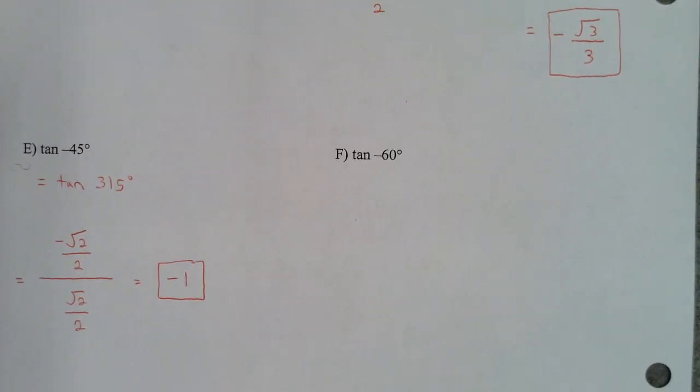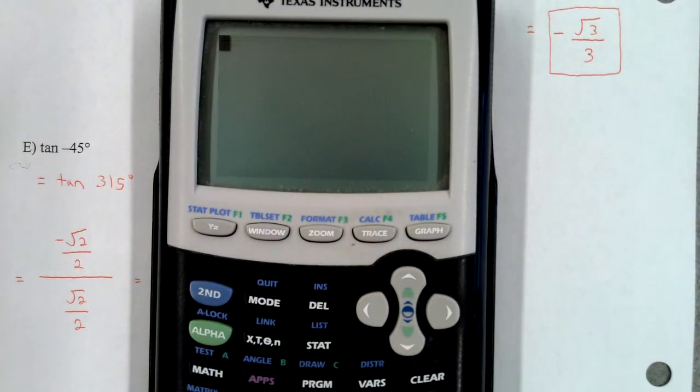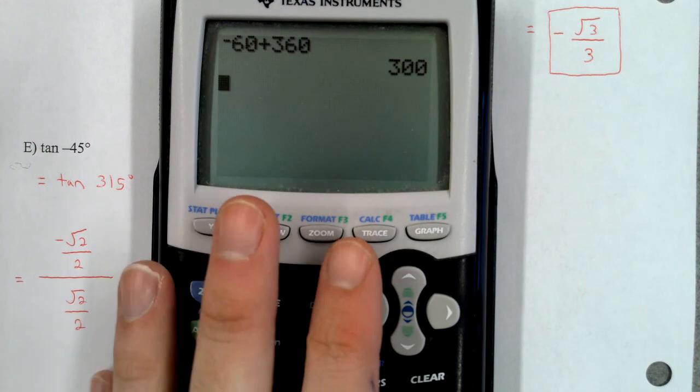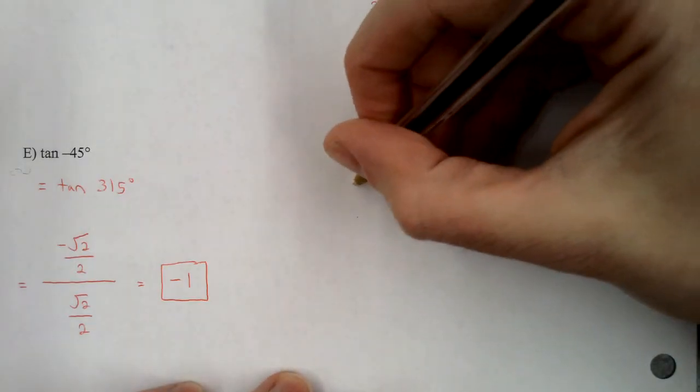And finally, part F, tangent of negative 60 degrees. So I'm just going to add 360 to get the coterminal angle. Okay, I'll do negative 60 plus 360 to get the coterminal angle of 300 degrees, which is on the unit circle, so I'll work off of that. So this equals tangent 300 degrees.